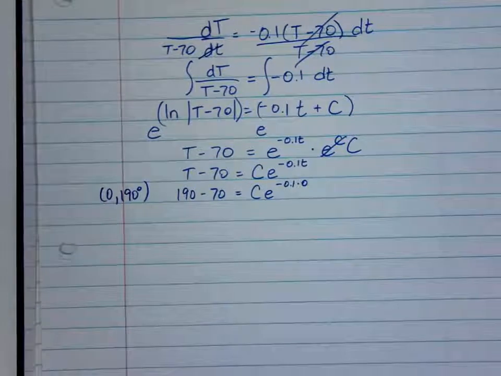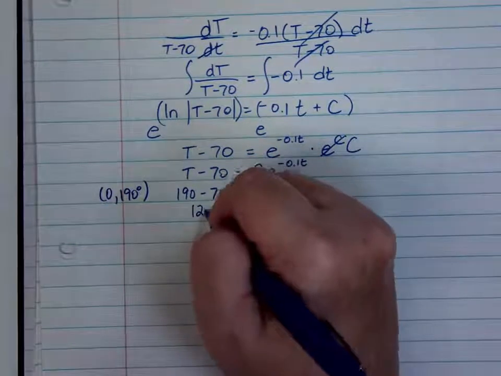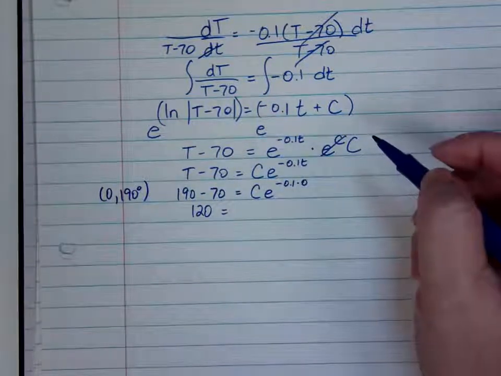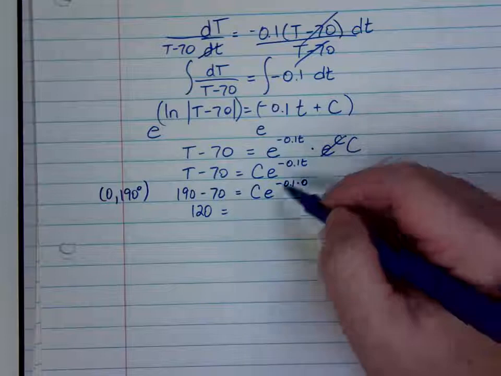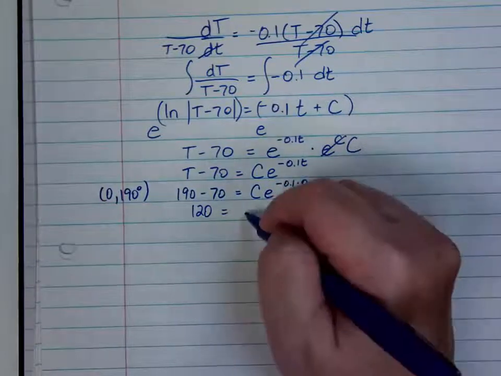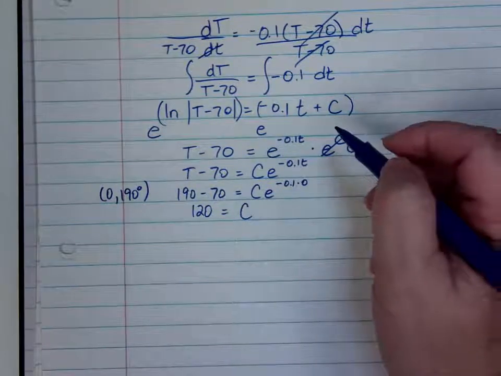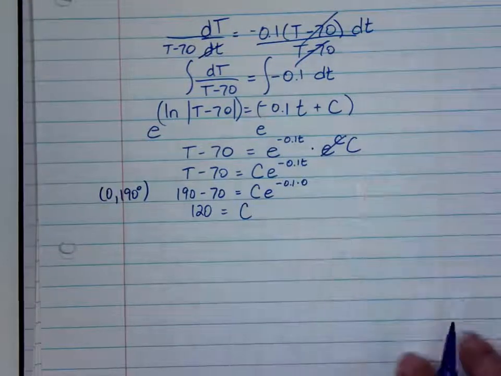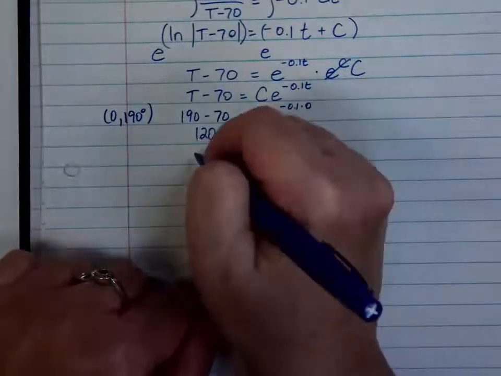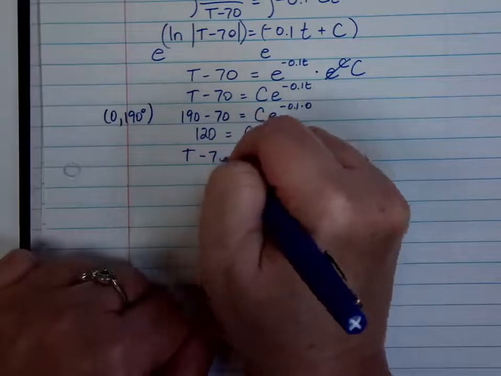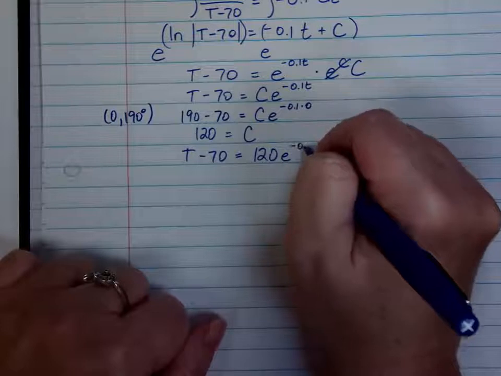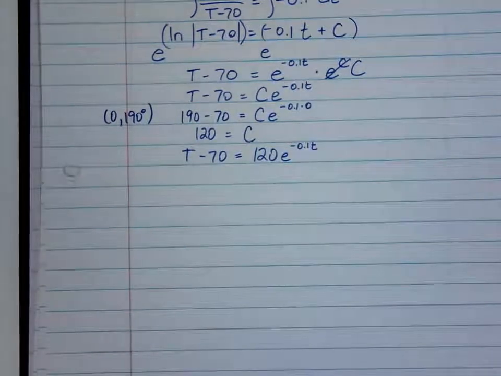So 190 minus 70 is 120. And what's going to happen to the E term? It equals 1 because it's C e to the 0, which is 1. So C times 1, which is just C, equals 120. So there I have found my C value. So my equation now says T minus 70 equals 120 e to the negative 0.1 t.